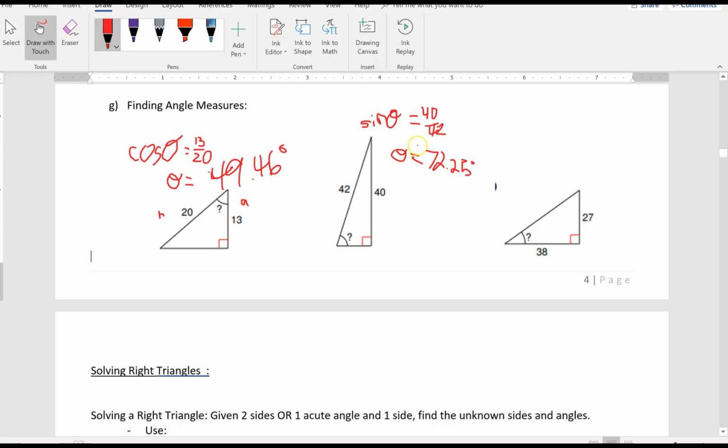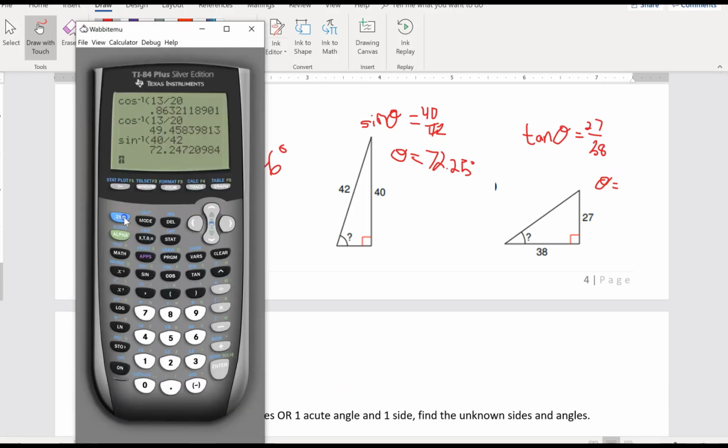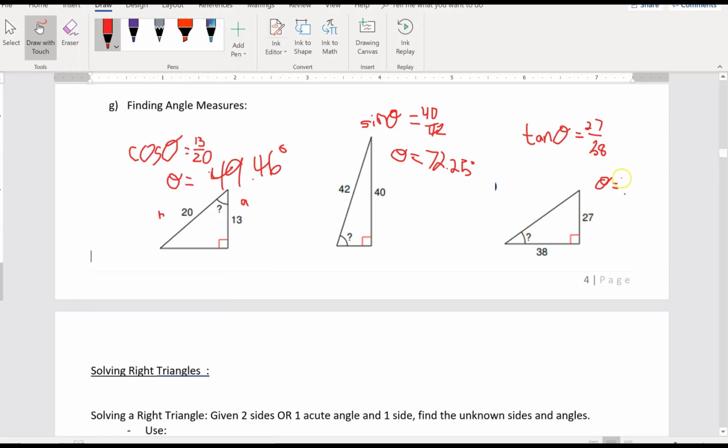Okay, so we did cosine, sine. What do you think the next one will probably be? Probably tangent. So if we look here, we have our angle down at the corner here. We have opposite and adjacent. So tangent is opposite over adjacent. So we're going to solve for theta. That means do the inverse of tangent on both sides of 27 divided by 38. So this angle that we just solved for is 35.39 degrees.